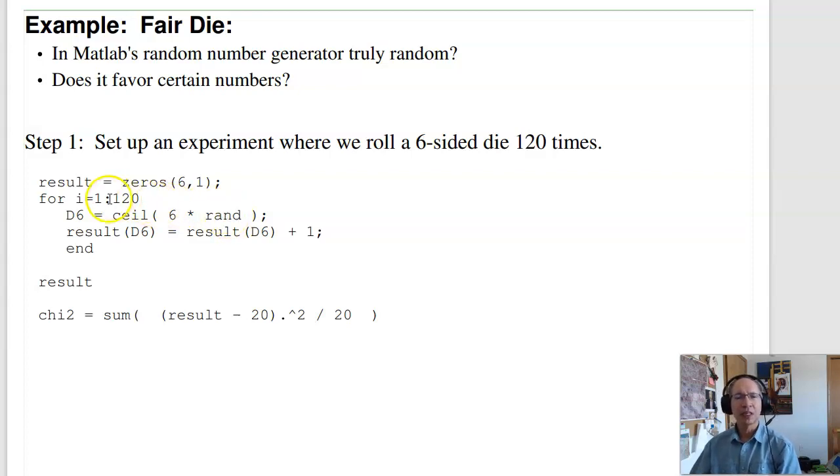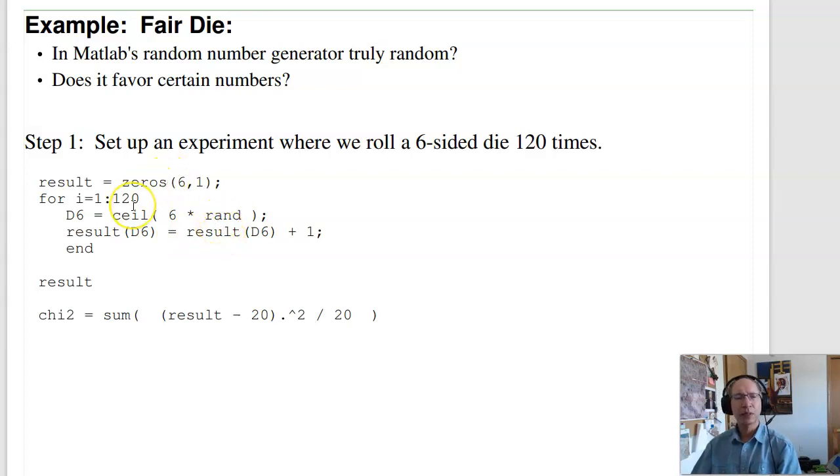Let's roll the dice 120 times. That's what this loop does, a for loop. And then count. If I get a 3, I'll increase the result of 3 by 1. If I get a 5, increase the result of 5 by 1. And keep going 120 times. When I'm done, I've got how many times I rolled a 1, 2, 3, 4, 5, and 6.